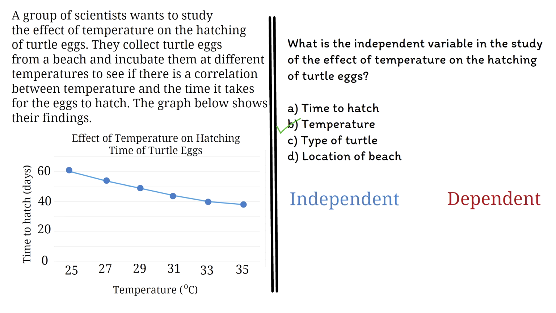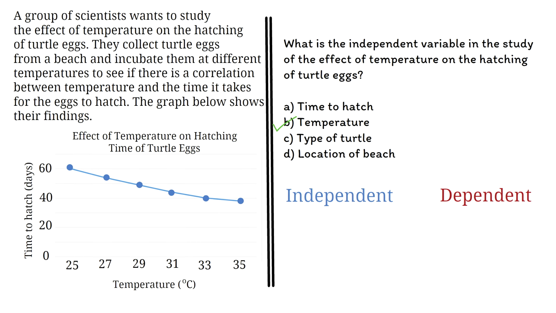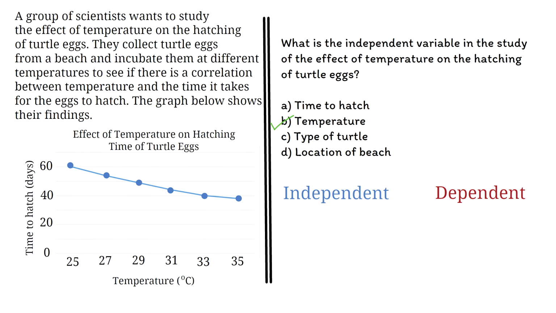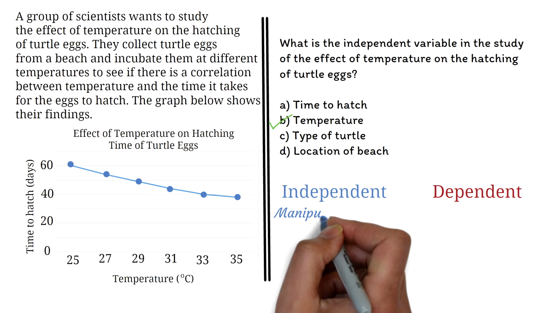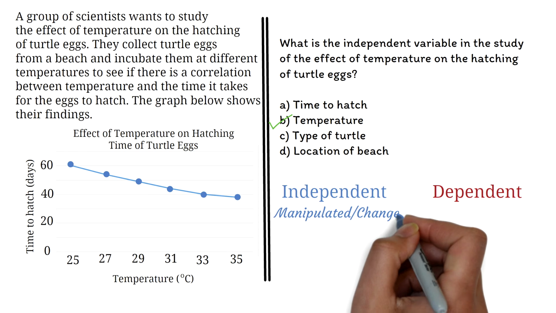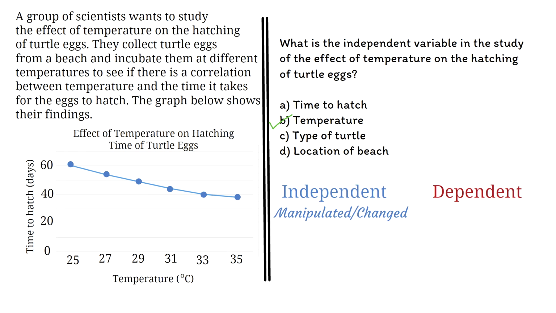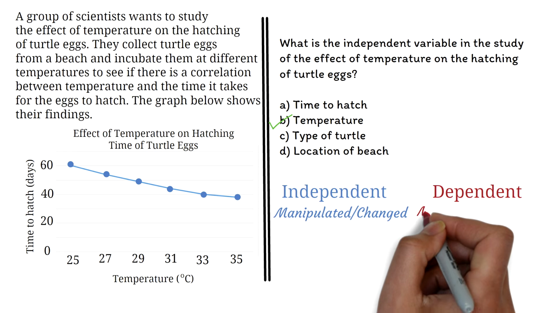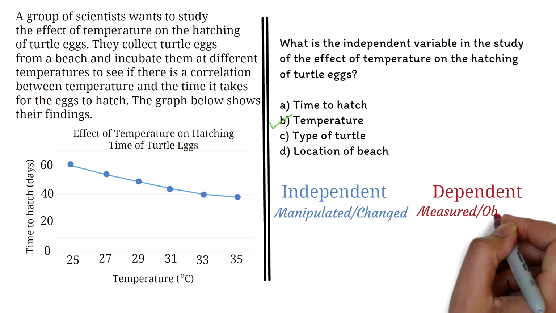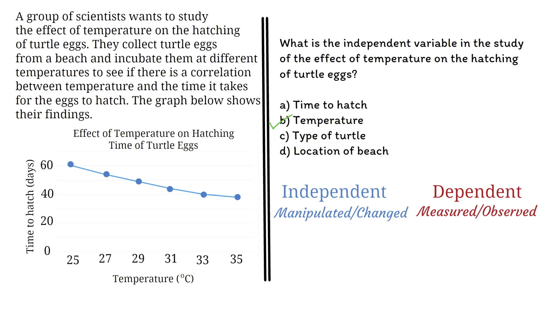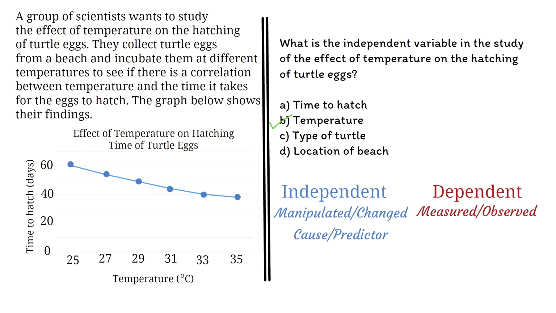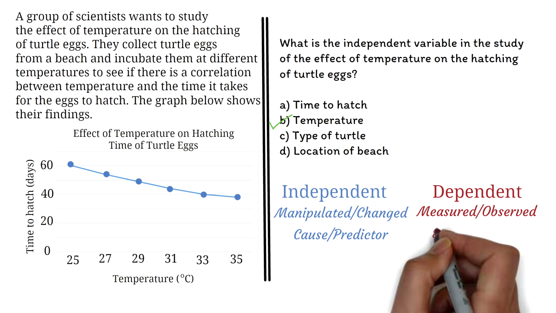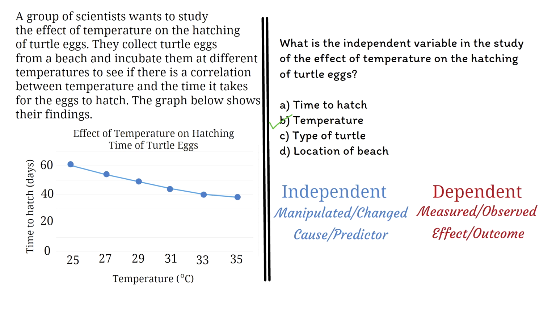variables. Independent variables and dependent variables are two types of variables used in scientific investigations. The independent variable is the variable that is manipulated or changed by the experimenter to observe its effect on the dependent variable. On the other hand, the dependent variable is the variable that is being measured or observed and is affected by the independent variable. In other words, the independent variable is the cause or predictor of the outcome, while the dependent variable is the effect or the outcome being measured.